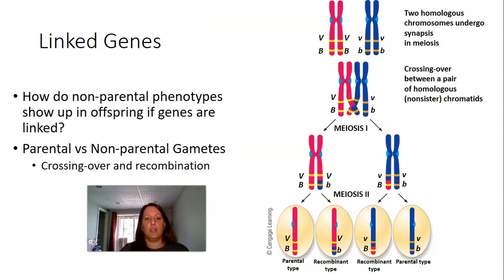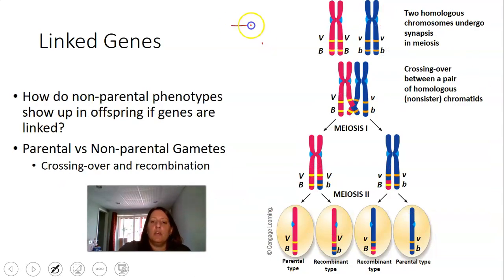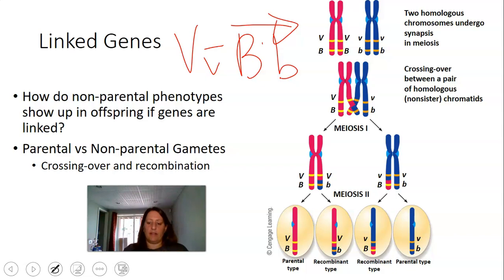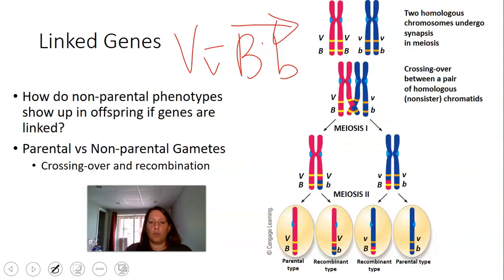Let's make sure we understand this whole parental, non-parental idea. If we come back here, this is the cell of the heterozygous parent: big V, little v, big B, little b. If we go back a slide, that's this parent right here. Gray, normal wings would be the phenotype, and the genotype would be big B, little v, big B, little b.